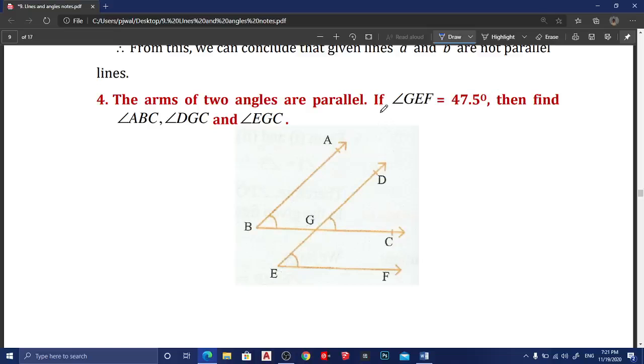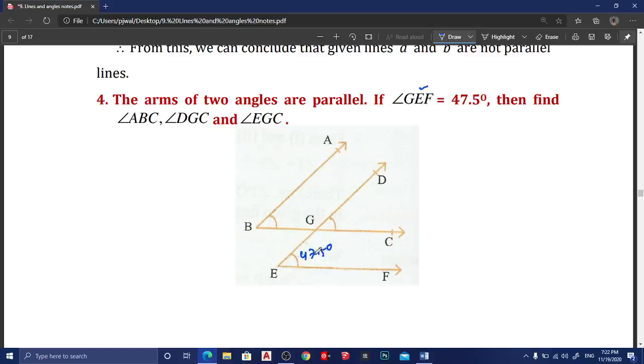Next, if angle GEF is equal to, where is the GEF here? GEF. So the central letter you have to take as the angle point. Which letter is in the center of these three letters? There you have to take this angle. Angle GEF means you have to take the angle at E, which is the center letter. So angle GEF here is 47.5 degrees.